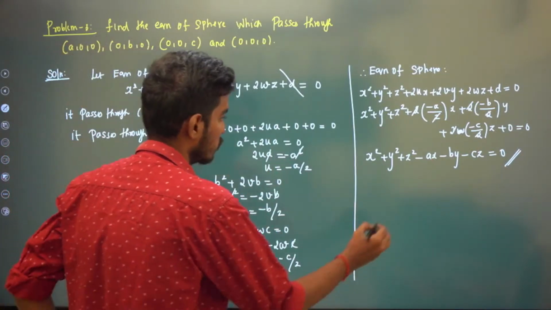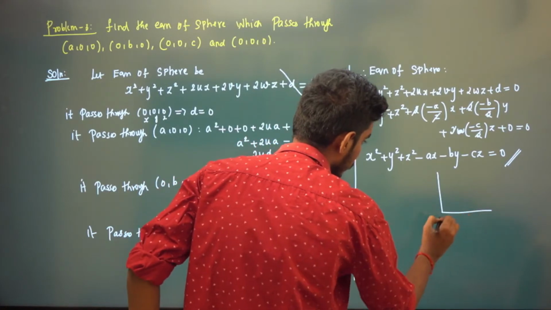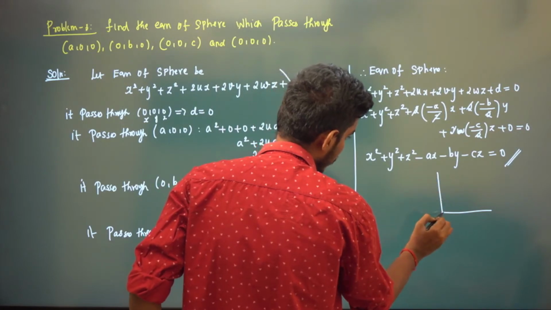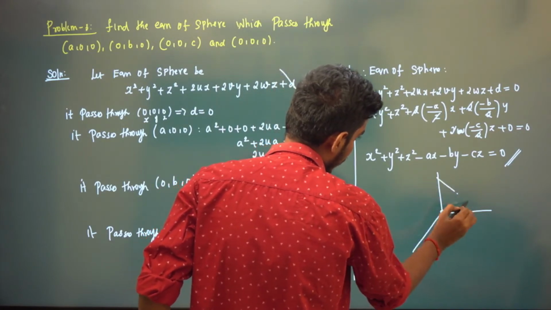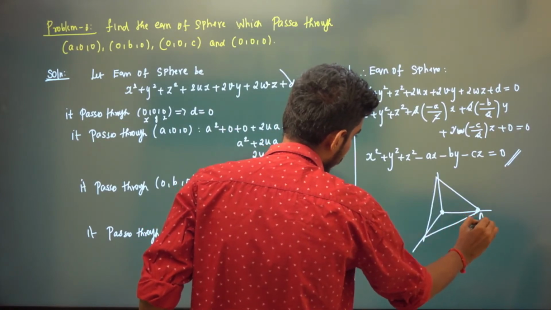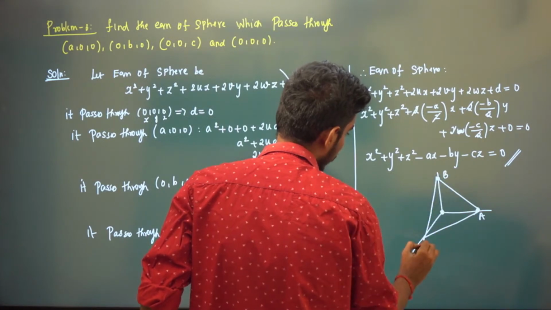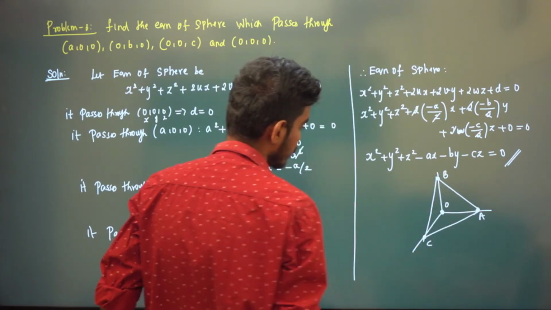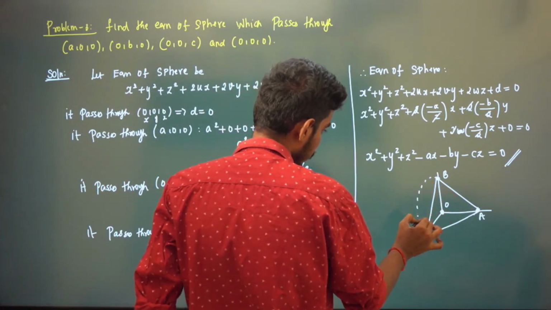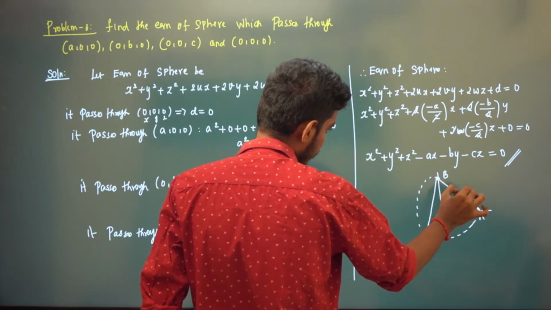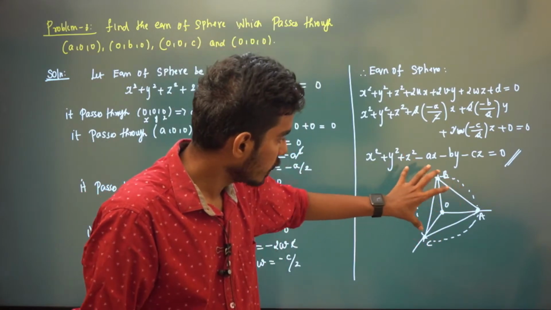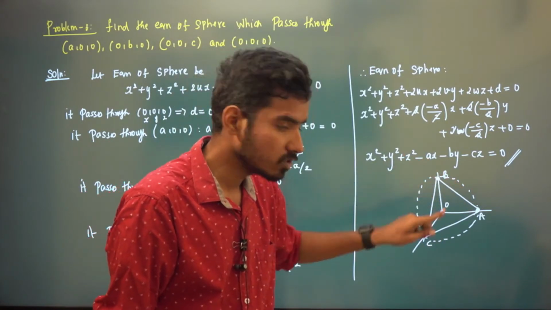Okay. We are finding a sphere that has to pass through these points. This is our origin and these are the intercepts: a comma 0 comma 0, 0 comma b comma 0, and 0 comma 0 comma c. So we are finding a sphere passing through the intercepts and the origin. This is 3D, so that sphere is passing through all these 4 points.